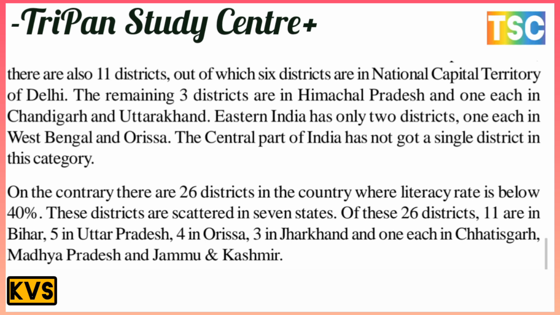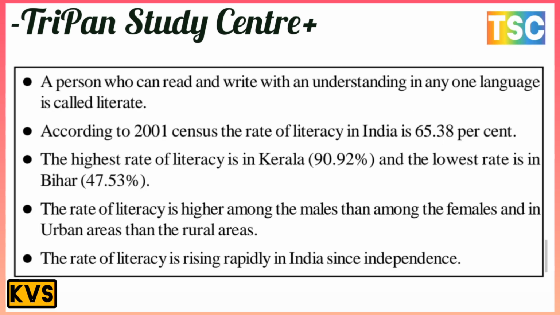That is important. On the contrary, there are 26 districts in the country where the literacy rate is below 40%. These districts are scattered across 7 states. Out of these 26 districts, 11 are in Bihar, 5 in Uttar Pradesh, 4 in Odisha, 3 in Jharkhand, and one each in Chhattisgarh, Madhya Pradesh and Jammu and Kashmir. This is a notable point, note it in your notebook.